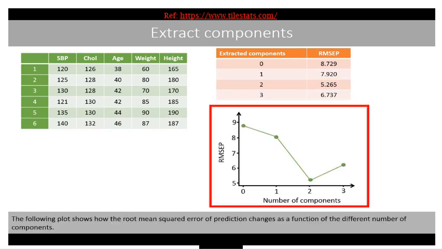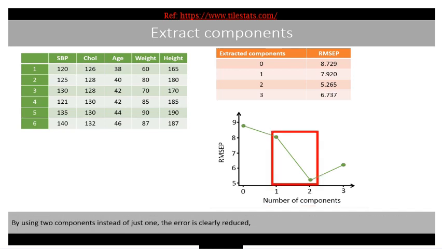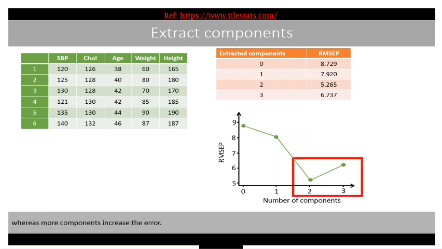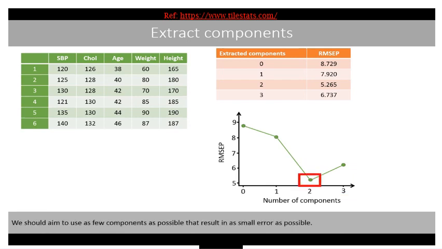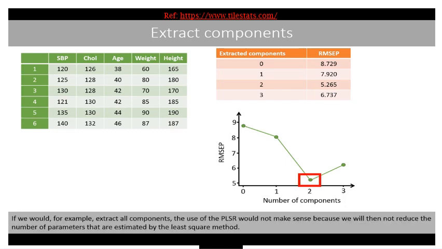The following plot shows how the root mean squared error of prediction changes as a function of different number of components. By using 2 components instead of just 1, the error is clearly reduced. Whereas more components increase the error, we should aim to use as few components as possible that result in as small error as possible. If we would, for example, extract all components, the use of the partial least square regression would not make sense, because we would then not reduce the number of parameters that are estimated by the least square method.